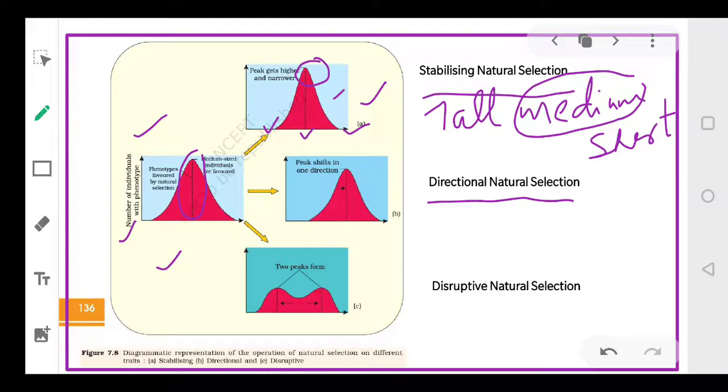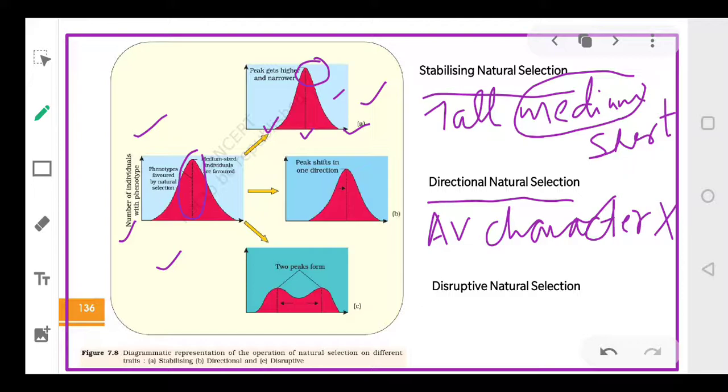Second is called directional natural selection. In directional natural selection, the average characteristic is not favored. First of all we will have a changing environment. Our environment is changing continuously. Second, the medium characteristic will not be favored, meaning the average characteristic will not be favored.